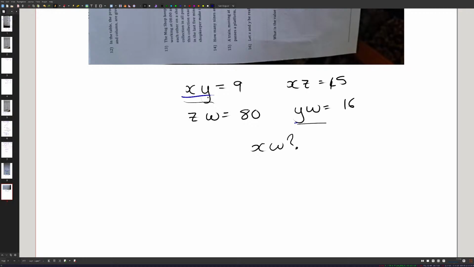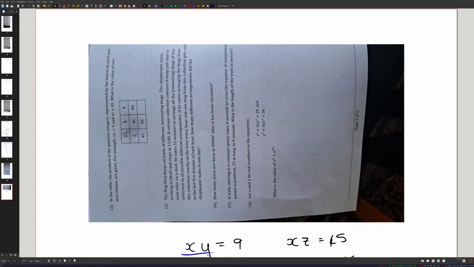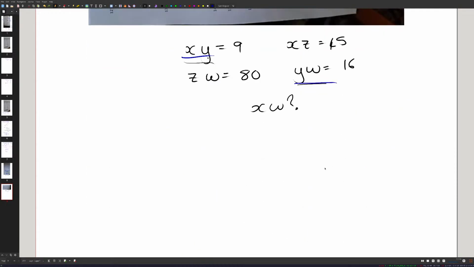So since y is... is that right? xy is 9, that's correct. And yw is 16. So yeah, y is a factor of 9 and 16. So y is equal to 1.